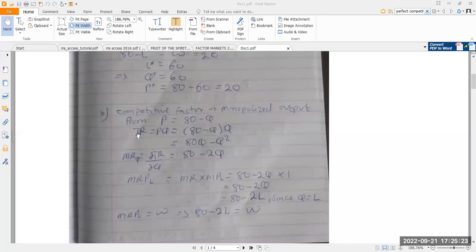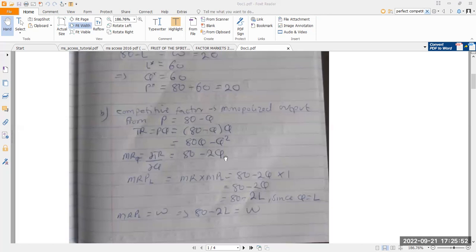So first you have to find your total revenue. Then from your total revenue, you find your marginal revenue. Total revenue is price times quantity. So price is 80 minus Q times our quantity Q. So we'll get 80Q minus Q squared. So if you want to get the marginal revenue for the output firm, you differentiate the total revenue function with respect to Q. This gives us 80 minus 2Q.